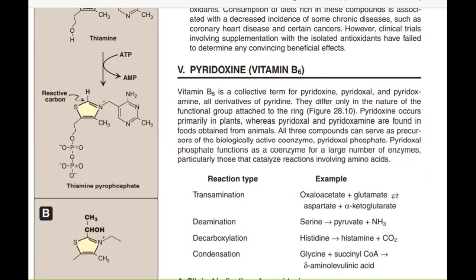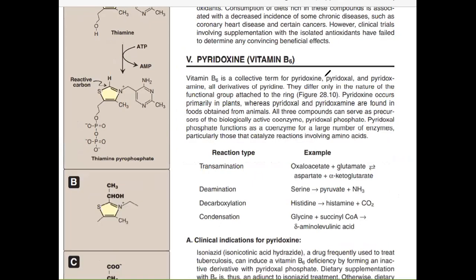Vitamin B6 is a collective term for pyridoxine, pyridoxal, and pyridoxamine, and all are derivatives of pyridine. They differ only in the nature of the functional group attached to the ring. So forget about this, because you are not an old school student now, you just need to know the clinical importance.